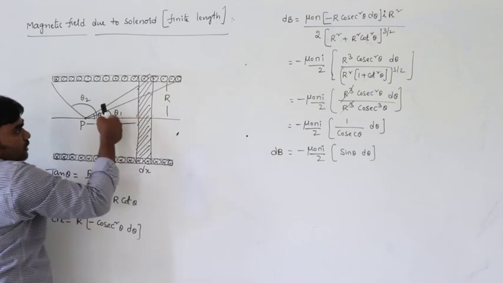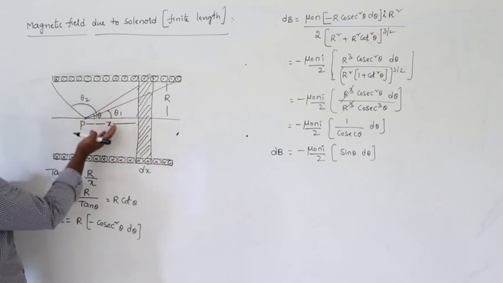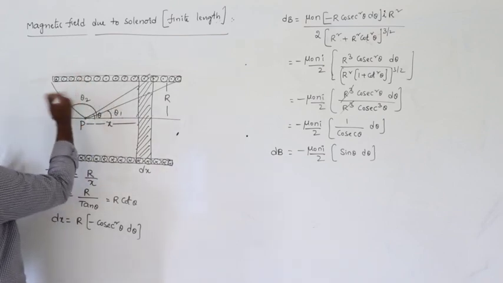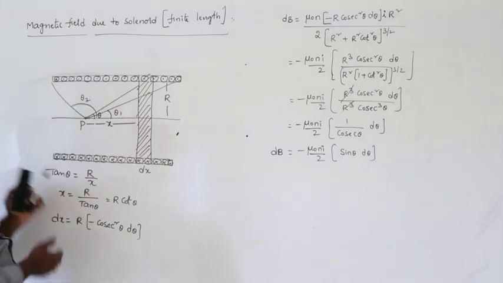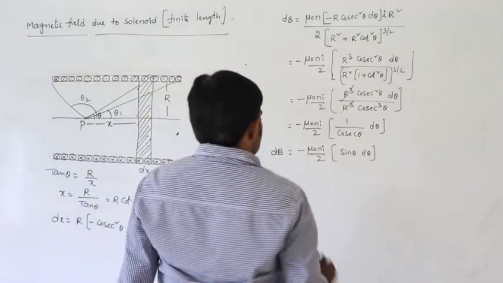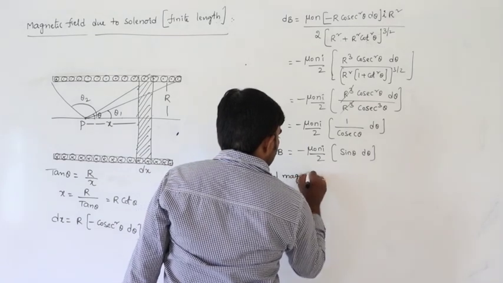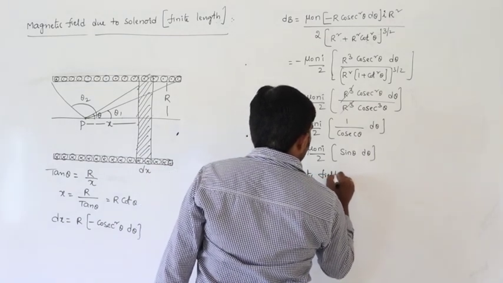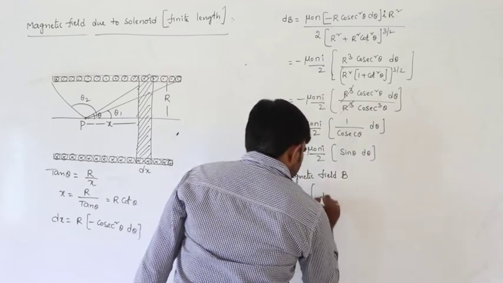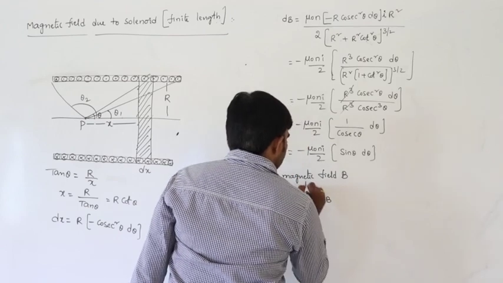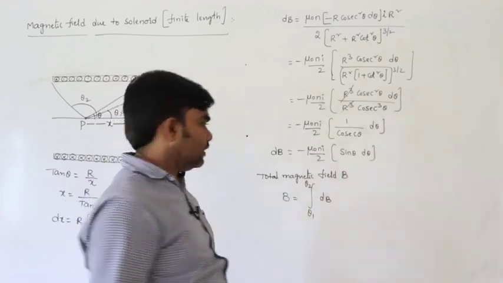So draw the line to the extreme end, this makes an angle theta 1, here this makes an angle theta 2, let us say. Angles must be measured in anti-clockwise direction, then only angles are positive. So see here, now we can calculate the total magnetic field B. Total magnetic field B is equal to the integral of dB between the angles theta 1 and theta 2, or between theta 2 and theta 1, either one we can write.